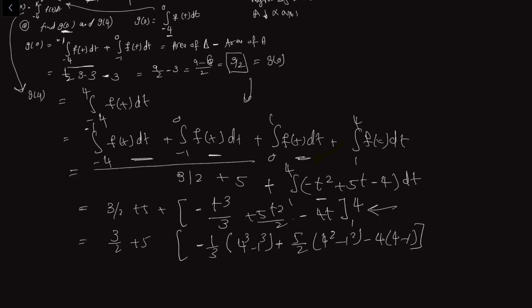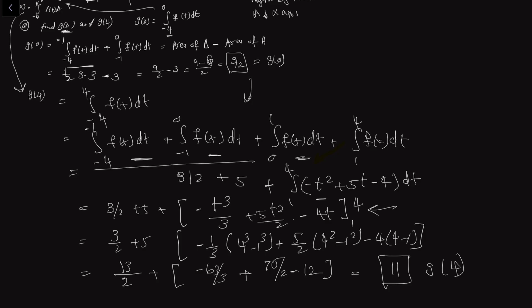Okay, so that would be equal to, if we simplify this, 3 over 2 plus 5 is 13 over 2, plus here, if we simplify, minus 63 over 3 plus 75 over 2 minus 12. So it will be 11. So that is my g of 4.